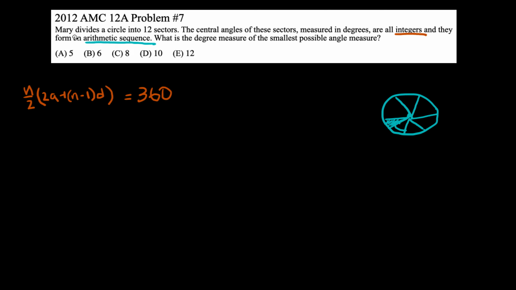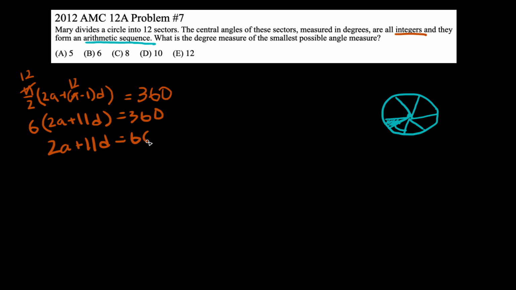Well, let's see. Mary divides a circle into 12 sectors. So we know that there's 12 sectors, meaning there's 12 central angles. And since we're summing all the central angles, that means the number of central angles is also n. So this n actually just becomes 12, and we see there's another n over here. So we're actually left with 6 times 2a plus 11d is equal to 360. See, what can we do? Well, we can simplify things somewhat. So we have 2a plus 11d is equal to 60.